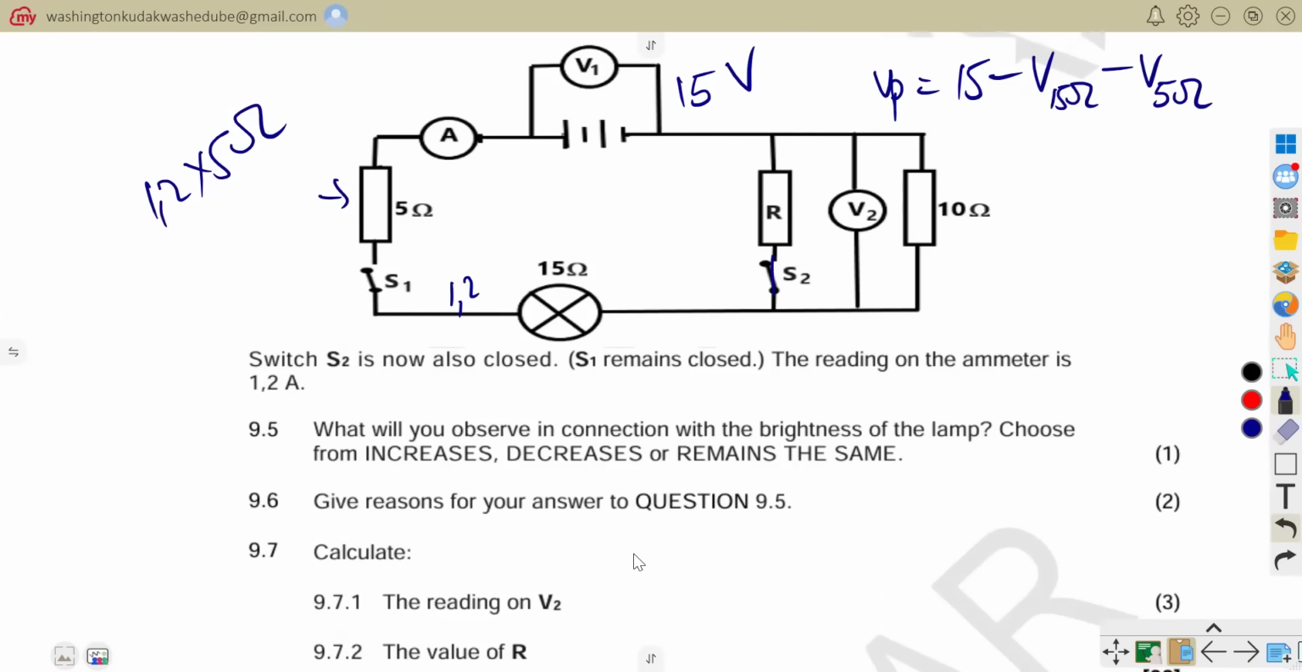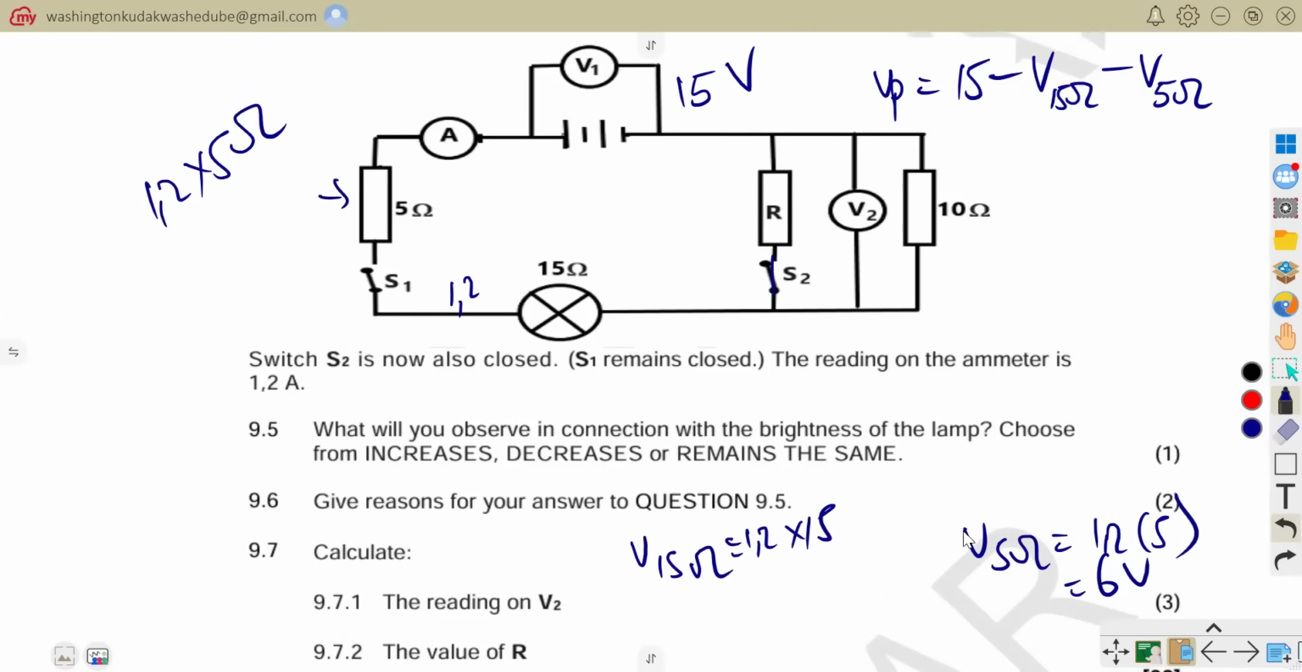So what is the voltage on the 15 ohm resistor, and what is the voltage on the 5 ohm resistor? This one will be 1.2 times 5, and that is going to give you 6. So this one would be 6 volts. And then here, it is 1.2 times 15, and that is going to give you 18.